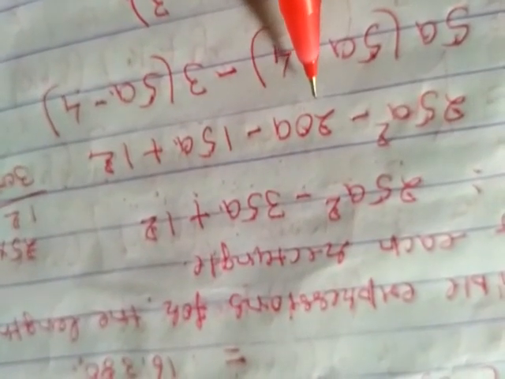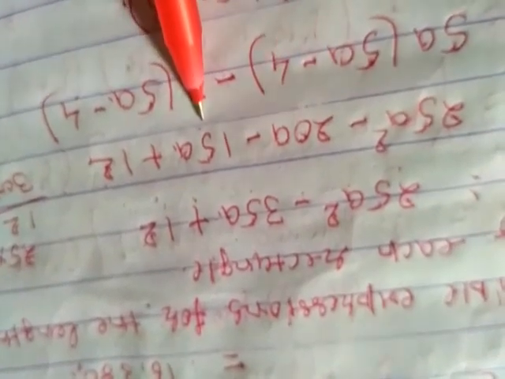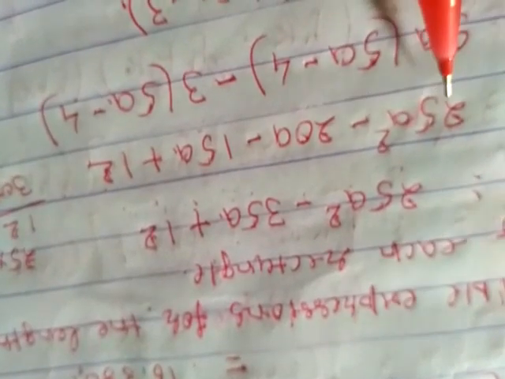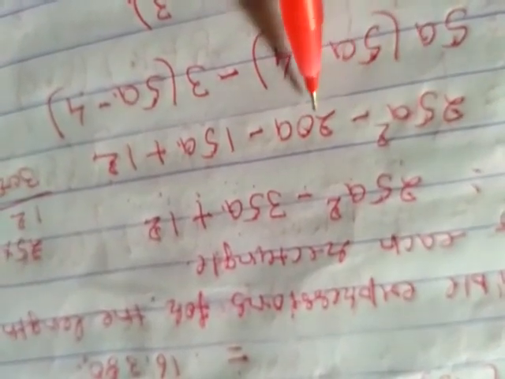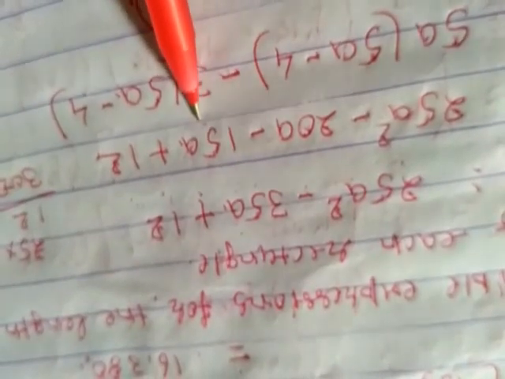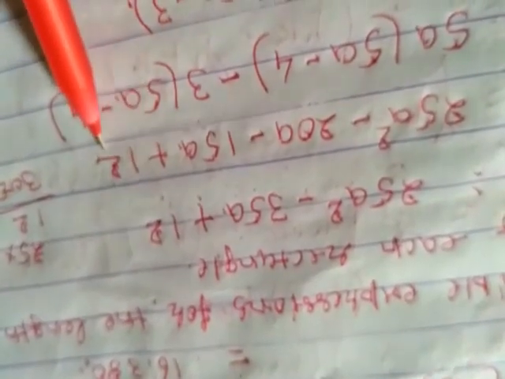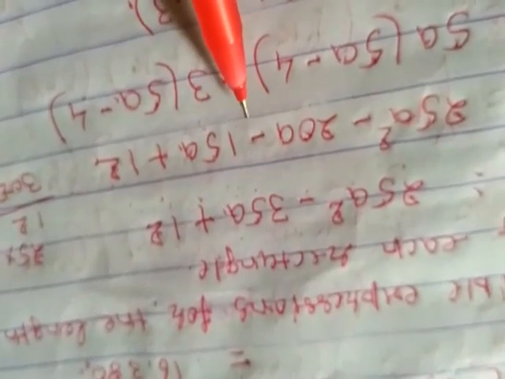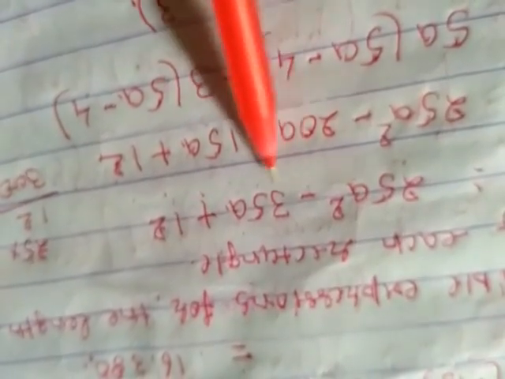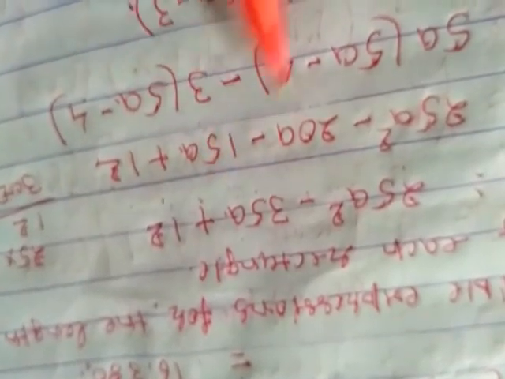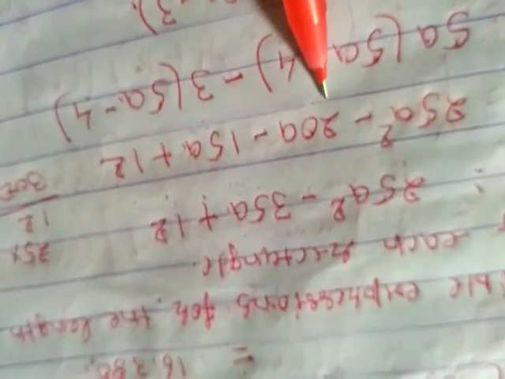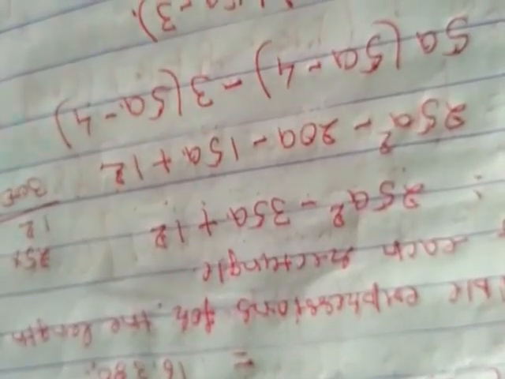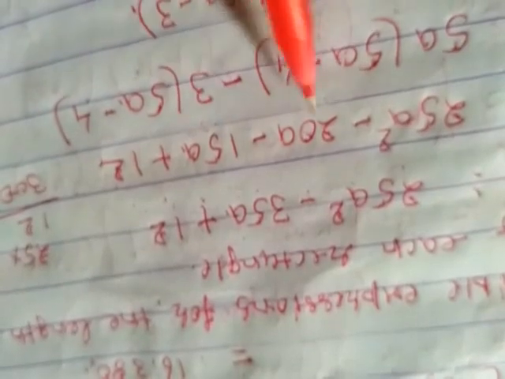So write it in this form: 25a square minus 20a minus 15a plus 12. When you add minus 20a and minus 15a, you get minus 35a, and when you multiply 20 and 15, you get 300. So these are the required splitting of the middle term 35a.